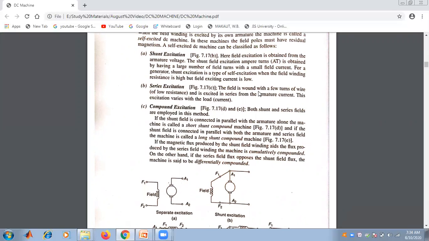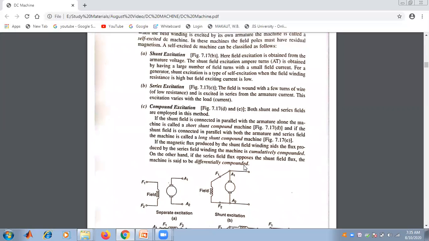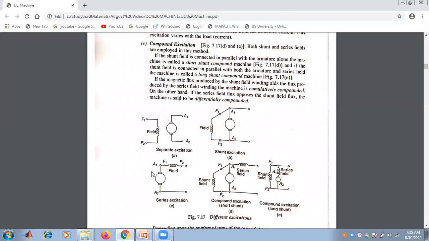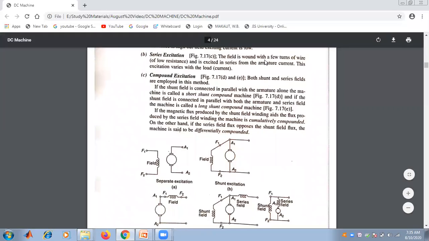For a generator, shunt excitation is a type of self-excitation when the field winding resistance is high but field excitation current is low. Series excitation, that is seen in figure 1.1c. Series excitation means the field winding is with a few turns of wire that is low resistance and is excited in series from the armature current.